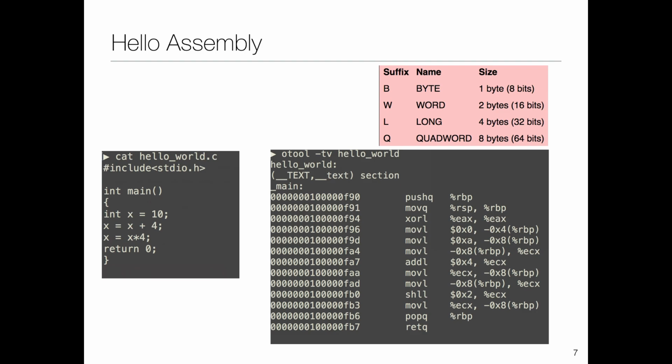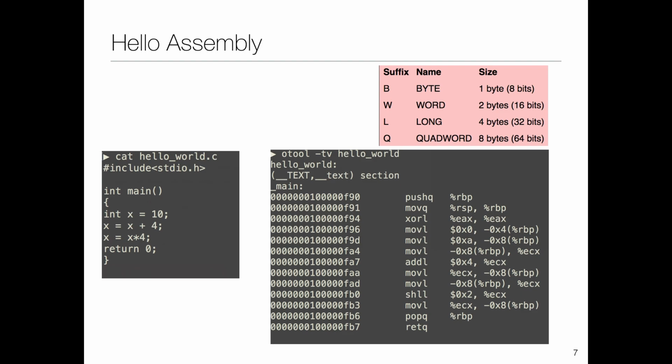Okay, so next you have another register, ECX. You're moving the content of RBP minus 8. So what was RBP minus 8? What value does it contain? It contains the value of x, which is 10 in this case. You add 0x4, which is decimal 4. So you add it, and now ECX becomes x plus 4.